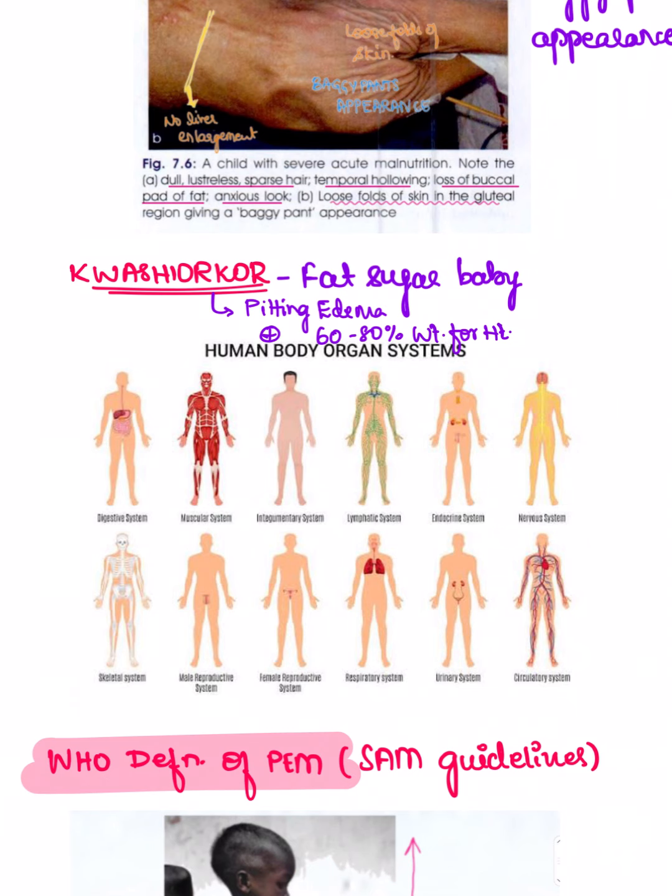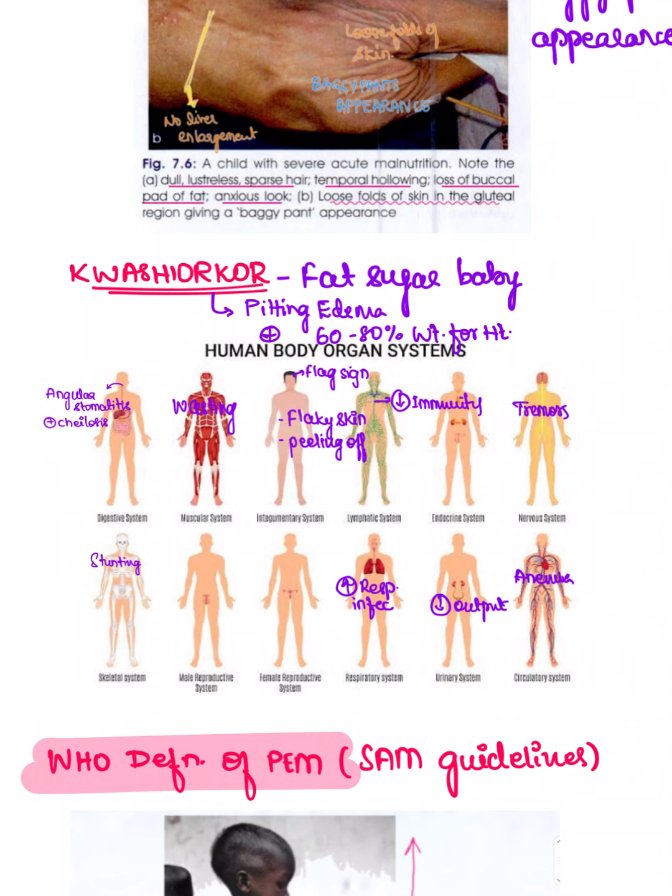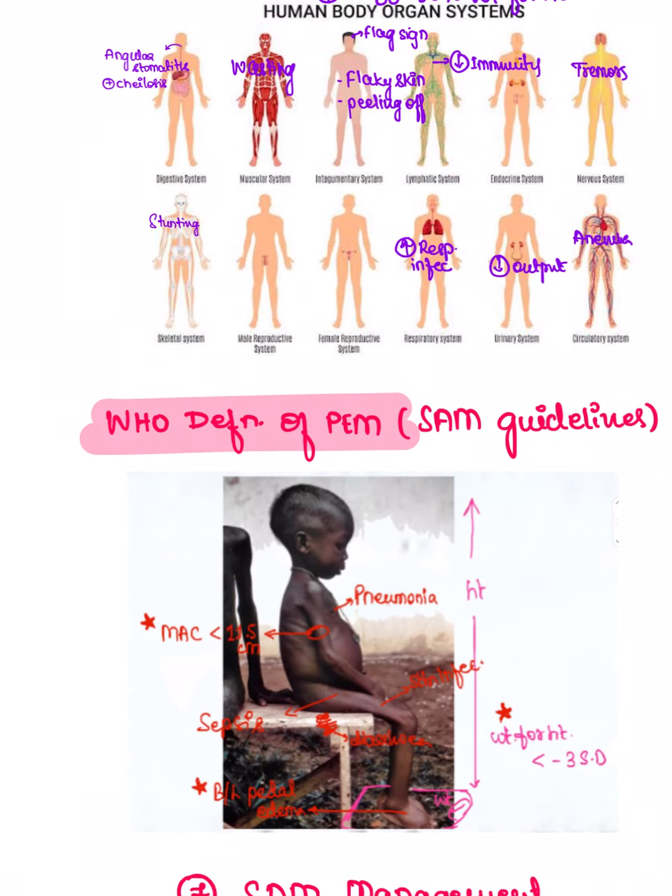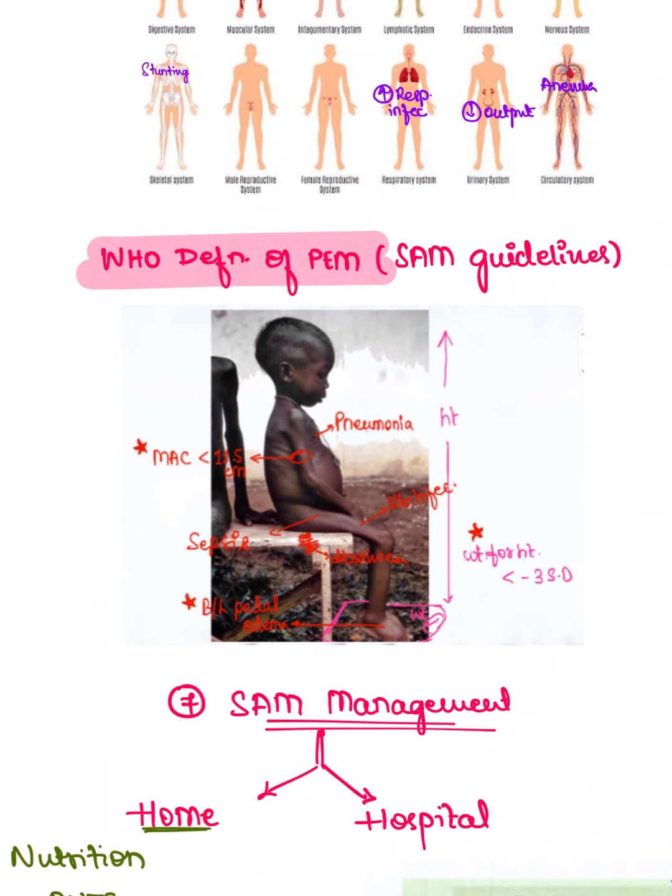That is, the child might be having oliguria or anuria, and there will be stunting of the growth of the child.